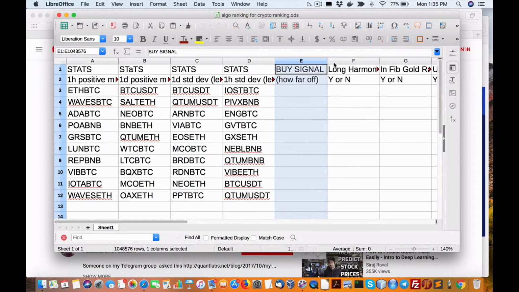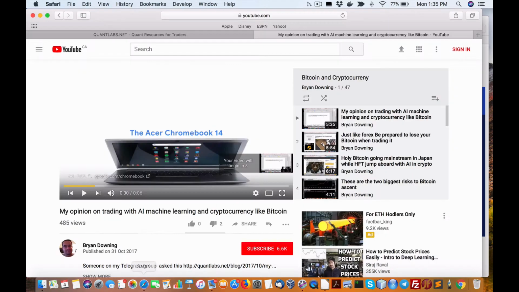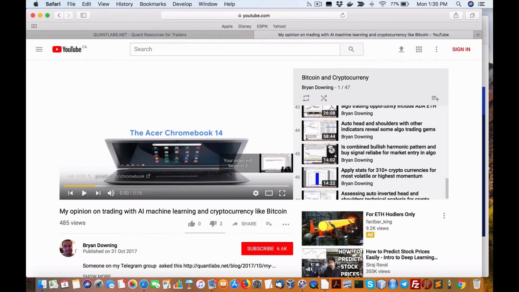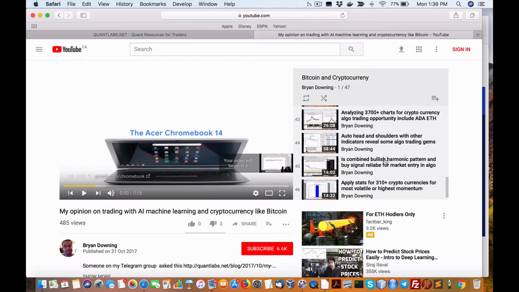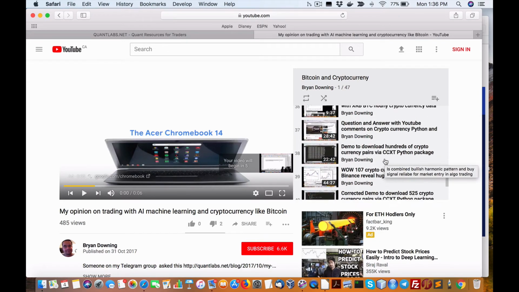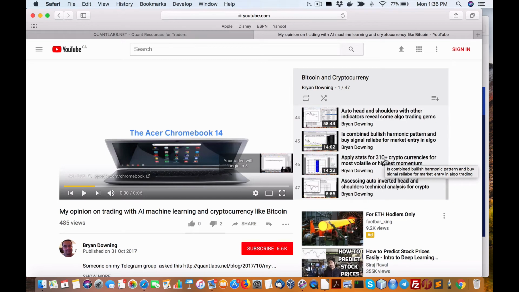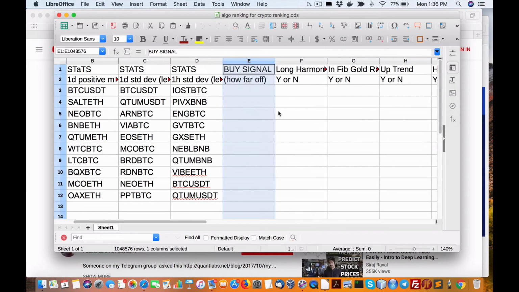So this one's important because in one of my videos using moving average crosses, I don't know which video it is, but there's some long ones here. Maybe this one here, auto head and shoulders with indicators, reveal some algo trading gems. I think it's this one. I learned, when you go through these, you learn so much about the nuances of the flow, as I call it, flow capital with these cryptocurrencies. And you find some interesting trends that I just haven't been able to dig up anywhere else.